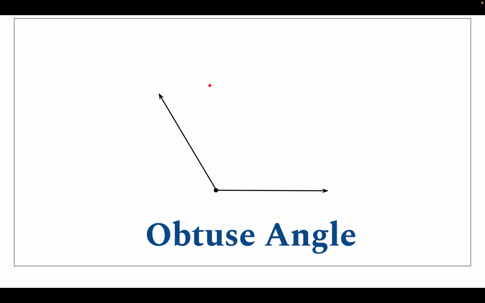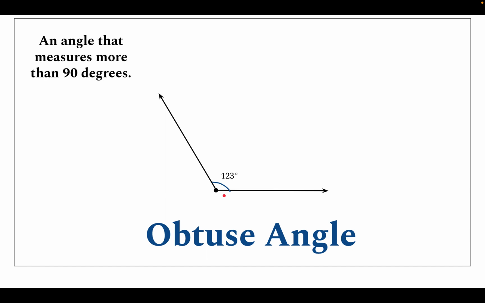This one's called an obtuse angle. Obtuse angles measure more than 90 degrees, so this one's 123 degrees, and they don't have a box. They have a semicircle or a line connecting this line to the other line, showing me what angle they measured. So this is an obtuse angle, and that's an angle that measures more than 90 degrees.